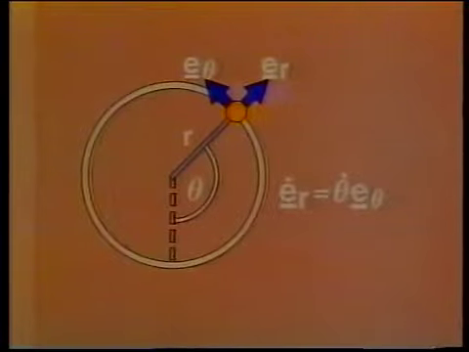The thing to notice about this formula is that the direction of er dot is at right angles to er, and its magnitude is given by the angular speed of rotation. How does that help us to find e theta dot?